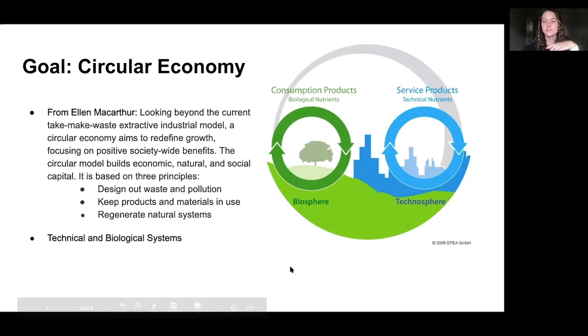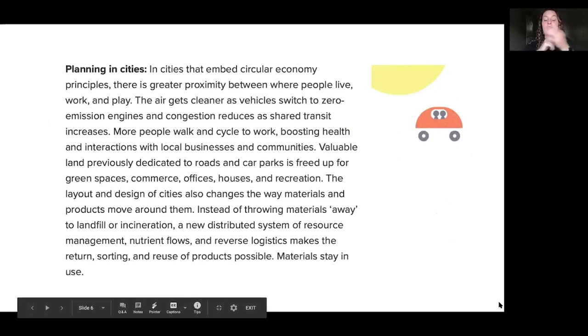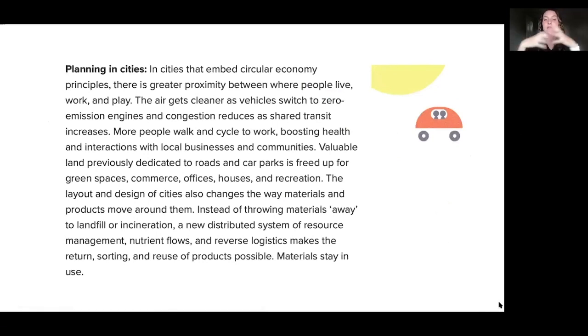Okay, so this is again from the Ellen MacArthur Foundation about how circular economy plays out at a citywide level, just so you can see it in play in a holistic way. So it says, in cities that embed circular economy principles, there is greater proximity between where people live, work, and play. The air gets cleaner as vehicles switch to zero emission engines, and congestion reduces as shared transit increases. More people walk and cycle to work, boosting health and interactions with local businesses and communities. Valuable land previously dedicated to roads and car parks is freed up for green spaces, commerce, offices, houses, and recreation.